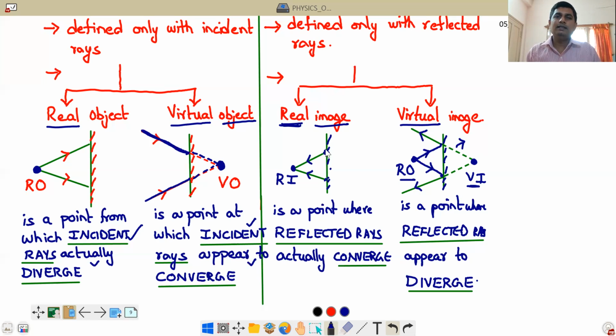Now similarly, these are reflected rays. How can we say these are reflected rays? See the direction of the arrows. They are going away from the mirror. For these reflected rays, first of all there should be incident rays. These are called incident rays. When you extend these incident rays like this, they'll meet at one point. This is called a virtual object. So for a virtual object, there will be a real image, and for a real object, there will be a virtual image.